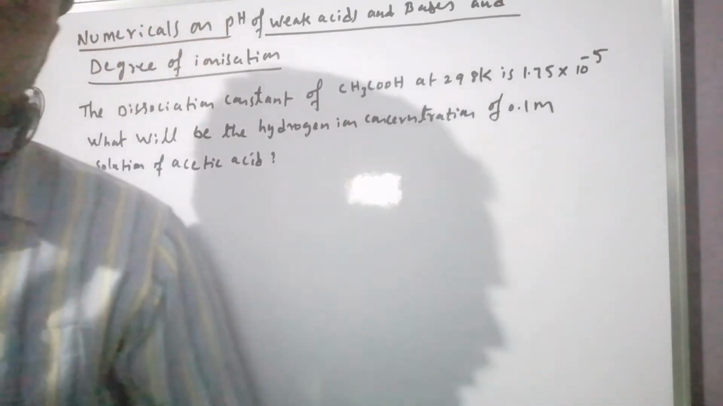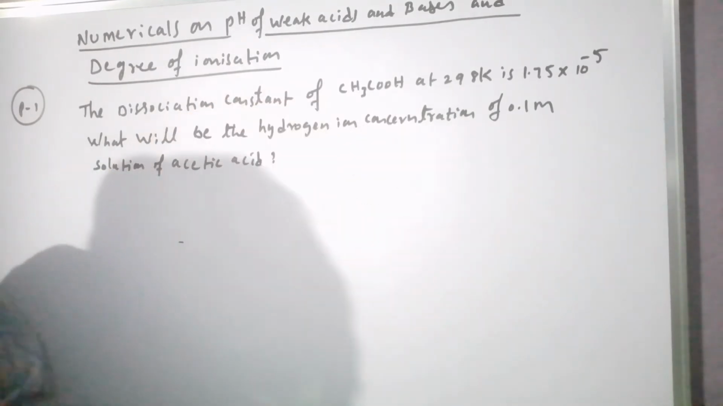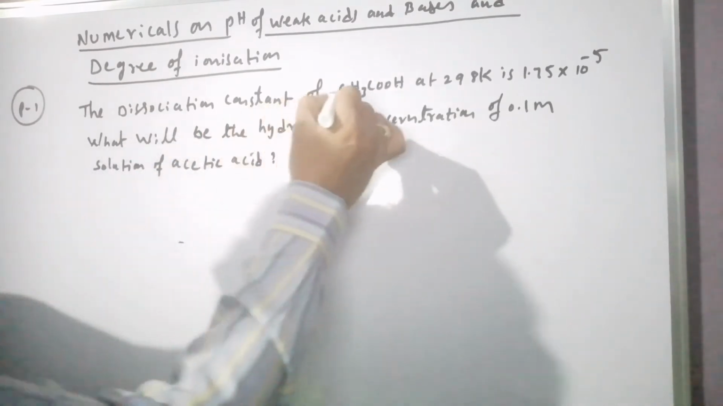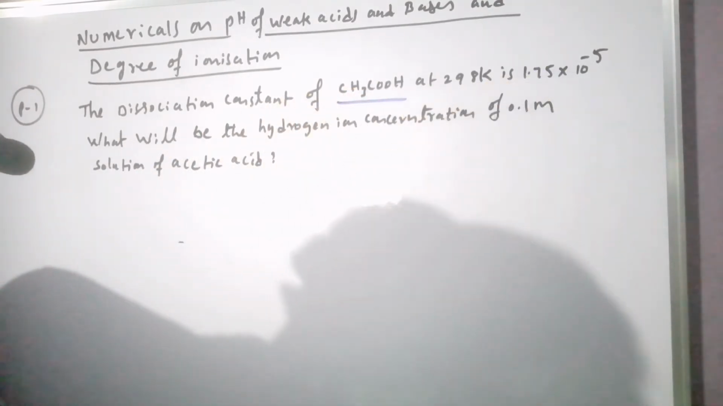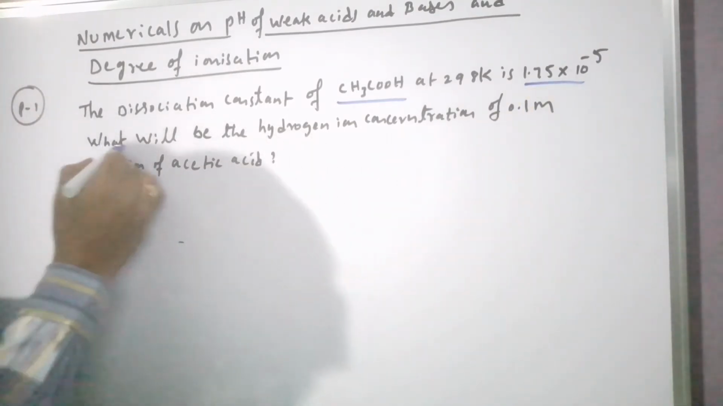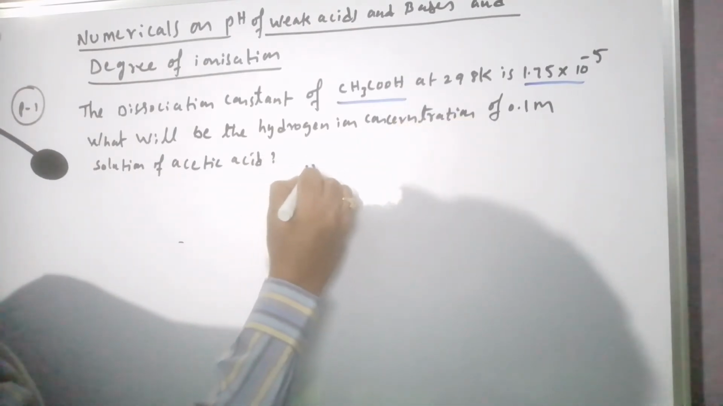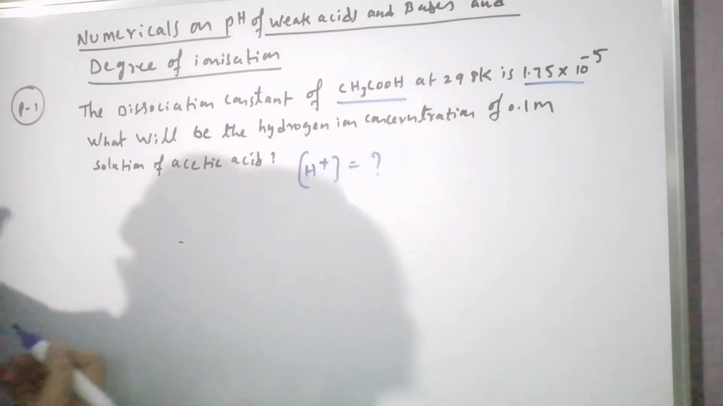Okay. See here, problem. The dissociation constant of acetic acid, CH3COOH, at 298 Kelvin is 1.75 into 10 power minus 5. What will be the hydrogen ion concentration? We should find out the H plus concentration.